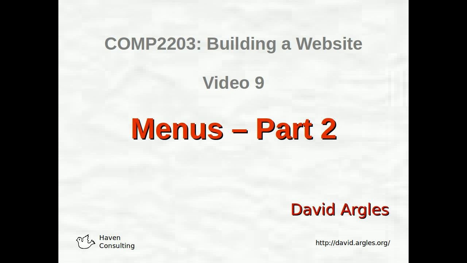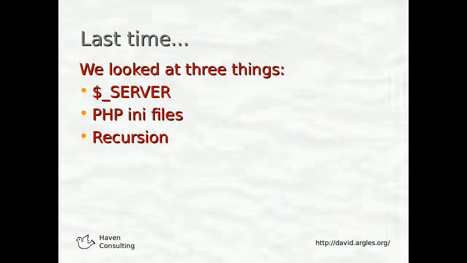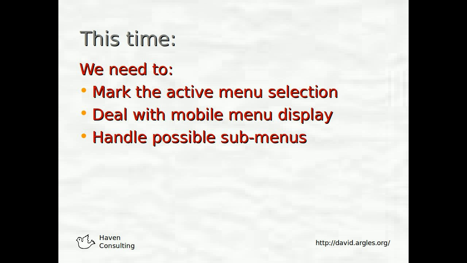This is our 9th video in our series about building a website. Last time we looked at our menus, and we particularly focused on producing the correct HTML for our menus and doing it in a nice efficient way. So what we need to do this time is we need to first of all mark the active menu selection with our CSS. That would be quick and easy. We'll need to deal with the mobile menu display, and we'll need to handle possible submenus.